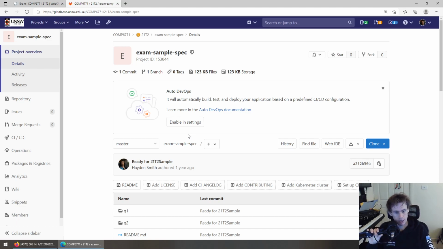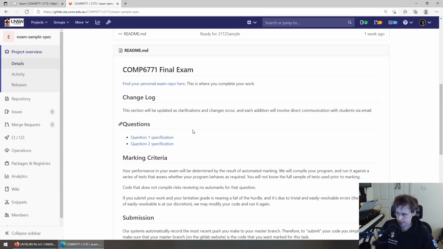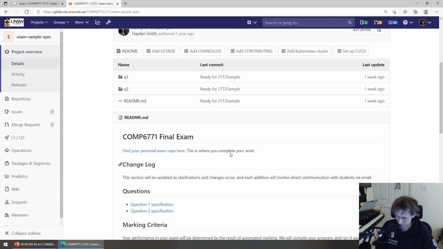Now, I've intentionally tried to make this exam quite as easy as it can be, and it follows a very similar structure. What I would say is that for the exam, question 1 is probably about as difficult as it is in the sample exam. Question 2 is probably a tiny bit easier in the final exam than the sample exam.